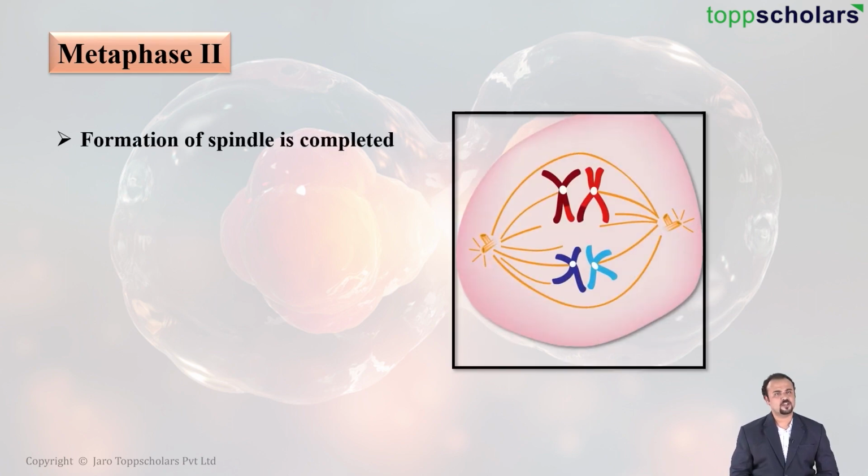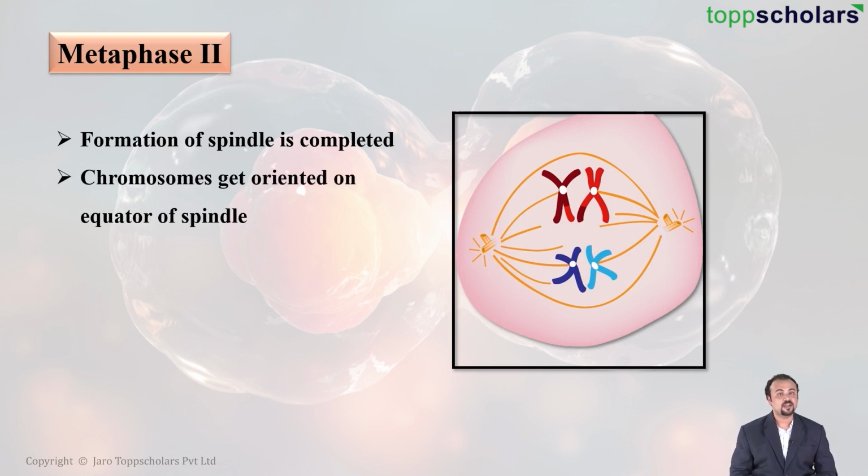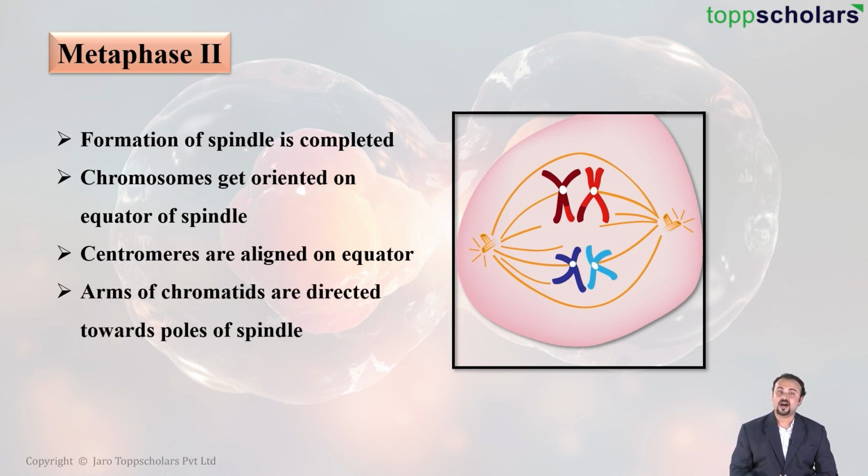Okay, moving on, now we study the second phase, that is Metaphase II. In this particular phase students, the spindle formation is complete. Also students, the chromosomes get oriented at the equator of the spindle. Even the centromeres are aligned at the equator. And finally students, the arms of the sister chromatids are directed towards the poles of the spindle. This is because eventually these particular arms are going to move toward that particular pole.